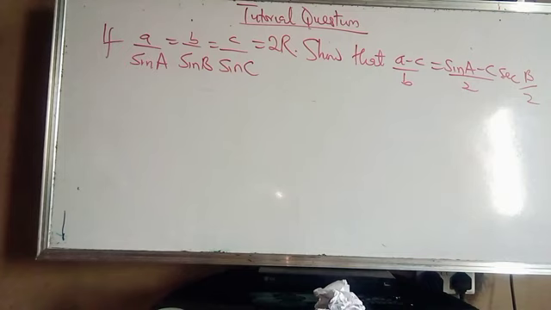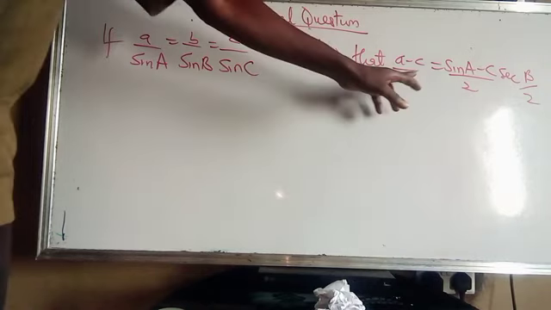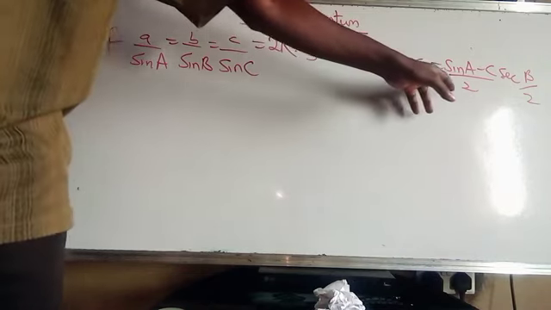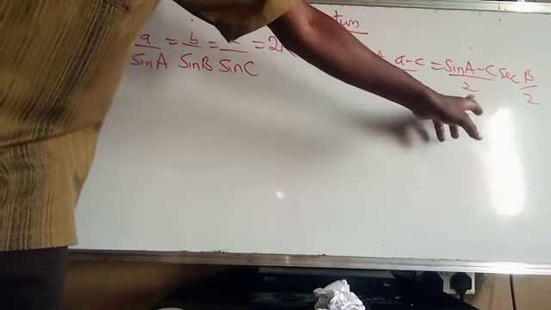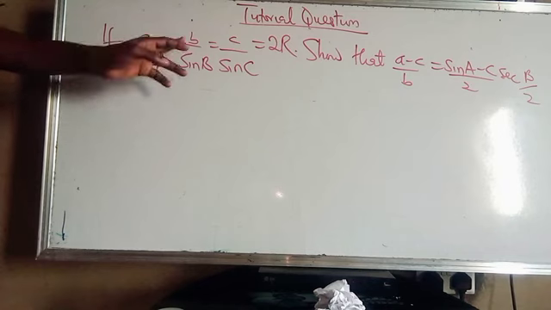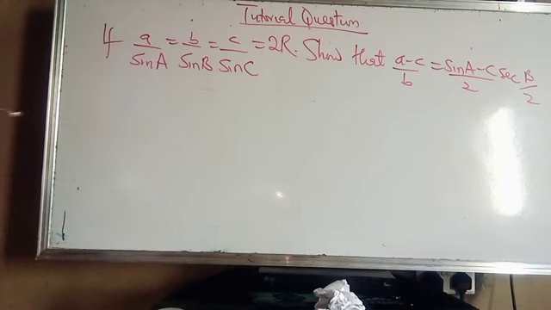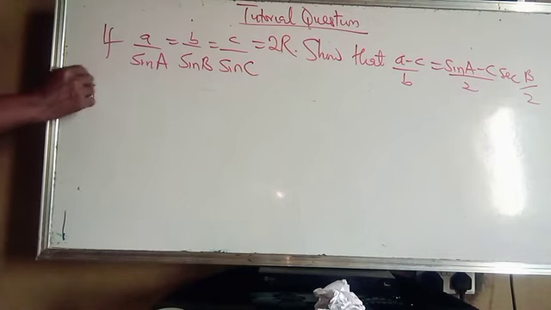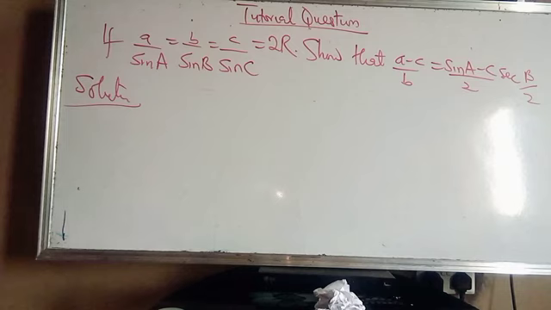Now, in this video, we want to show that (A minus C) all over B is equal to sine((A minus C) over 2) sec(B over 2) all over 2, if A over sine A is equal to B over sine B is equal to C over sine C. Now, how do we go about this? We have done something very close to this in a video some days ago.